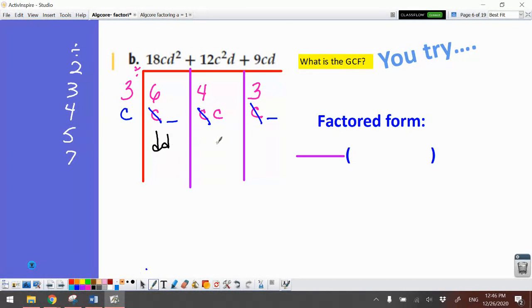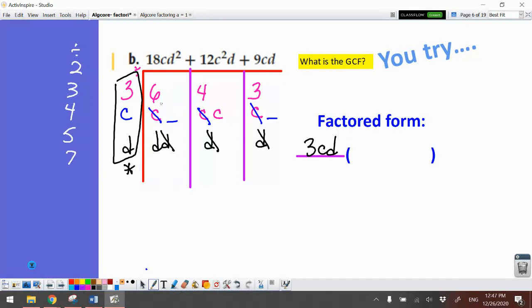Let's look at our D's. There's 2 D's here, 1 D here, 1 D here. And if I take 1 D out, cross them out, I see that I don't have any more D's I can take. So here is my GCF. Again, if I multiply those, 3CD, that's going to go on the outside.